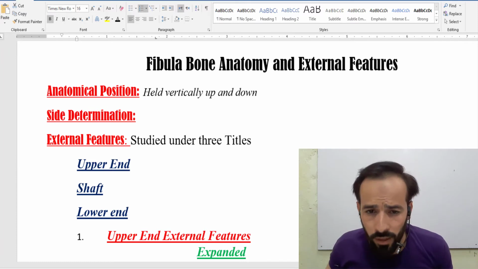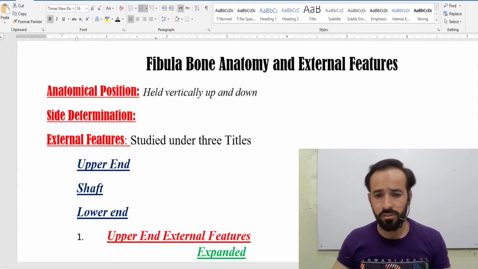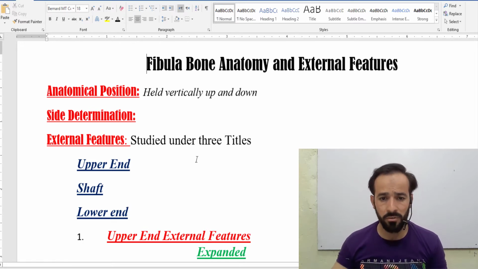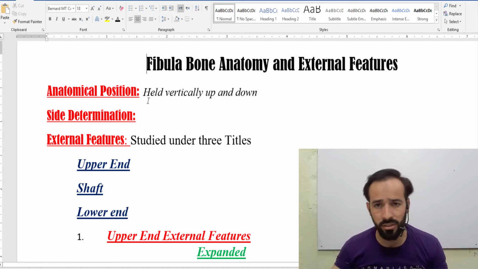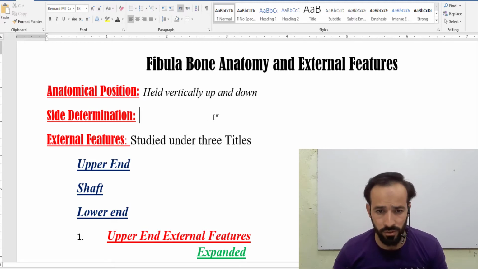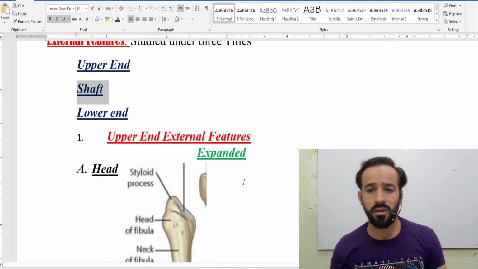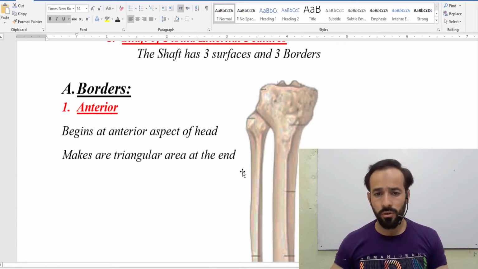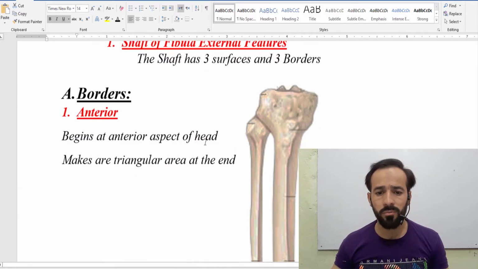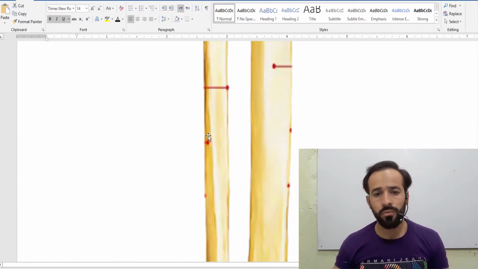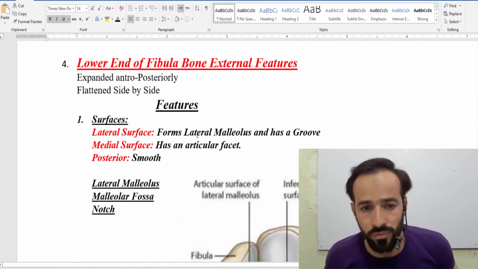So, friends, here we have the fibula bone. The explanation in the previous lecture covered its anatomical position and site determination, which I discussed in detail. Then the external features we discussed under three titles: the upper end, the shaft, and the lower end. These were the important features of the upper end. Then we discussed the shaft of the fibula, and now we are discussing the lower end of the external features of the fibula bone.